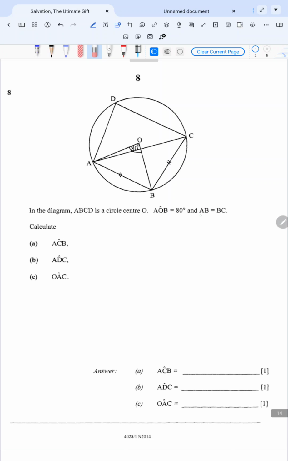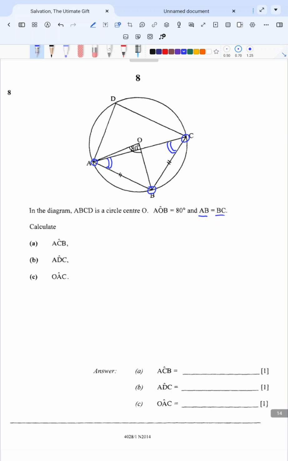So this information is very important. AB is equal to BC. It shows that ABC is an isosceles triangle. An isosceles triangle is a triangle with two equal sides and two base angles which are also equal. Right, so it means angle at C is equal to angle at A. I hope you are following. Let's move on.